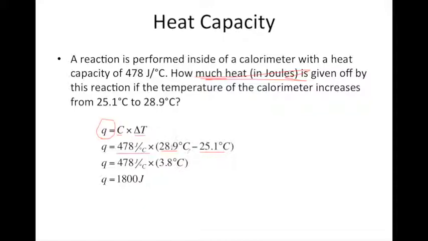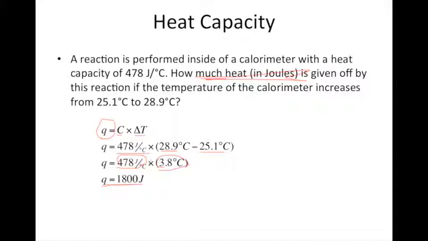Now remember, when we subtract the temperatures, we get 3.8 degrees Celsius, which is 2 sig figs. We multiply that times 478, which is 3 sig figs. So our final answer is 1,800 joules to 2 sig figs.